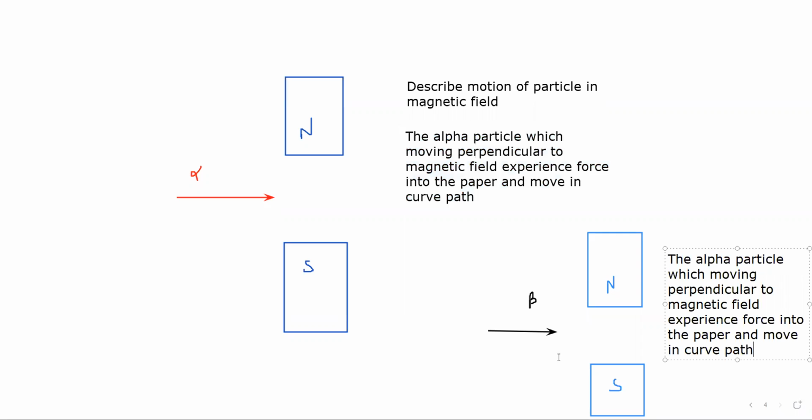So it's the same thing, but only change what I will make. In this case, I don't have an alpha particle. This is a beta particle moving perpendicular to the magnetic field, experiencing the force out of the paper and moving in a curved path. Is it clear? The deflection of these particles in a magnetic field. Any doubt in this?